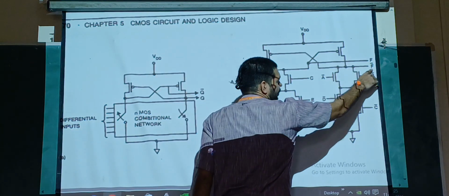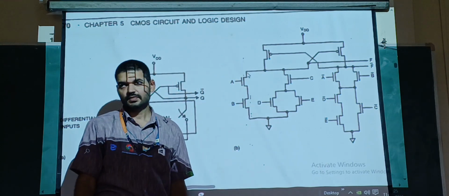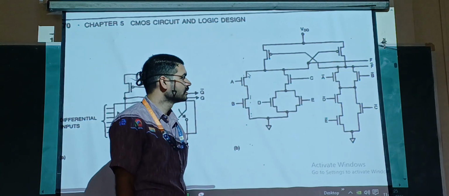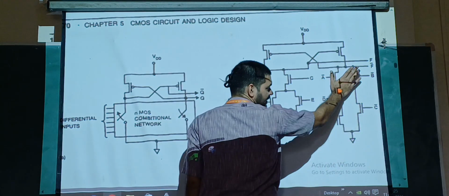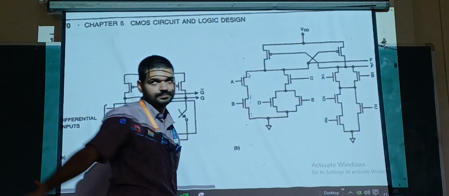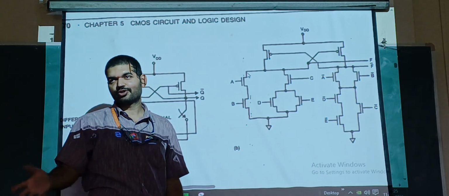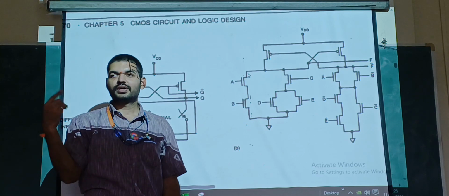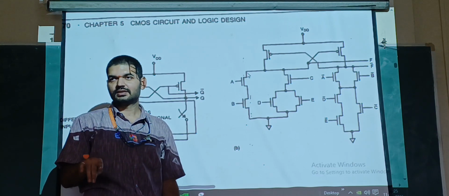So F signal and F bar signal. So I get F here, I get F bar here. The output of this will be F bar, the output of this will be F. Just like Q and Q bar. If F is 1, F bar will be 0. If F bar is 1, F will be 0.